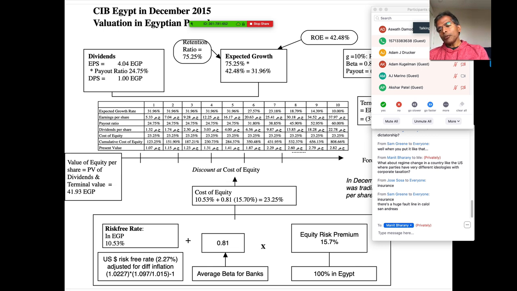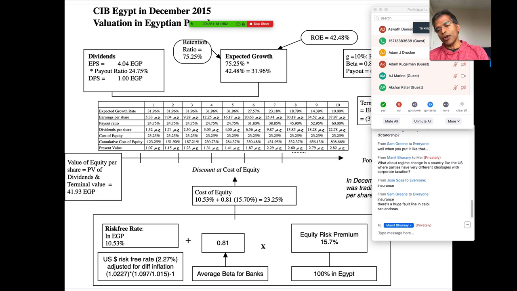So the old way of valuing banks, I value based on dividends. And here I'm going to value an Egyptian bank. Why an Egyptian bank? I've never valued an Egyptian company before. I was just interested. So I'm going to value an Egyptian bank called CIB, and I'm going to value it in Egyptian pounds. So let me start with the discount rate first.